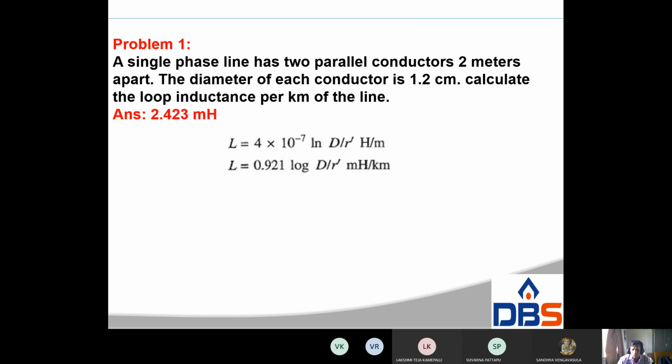Now convert that into meters: 1.2 into 10 power minus 2. But we don't want the diameter, we want the radius r. So r is equal to d by 2, 1.2 into 10 power minus 2 by 2, that is 0.6 into 10 power minus 2. That is the r value. But we want the r dash value here. r dash is equal to 0.7788 r. That is how to calculate the r dash value, and D is already given. Then find the inductance value.